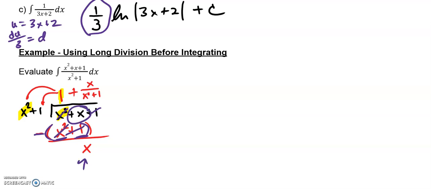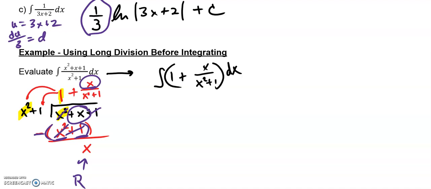So this right here, that is your remainder. And remember, your remainder goes in the numerator of what's left. So now we have, from that integral, just the integral of 1 plus x over x squared plus 1 dx. Now you can remember, you can separate this into two separate integrals.